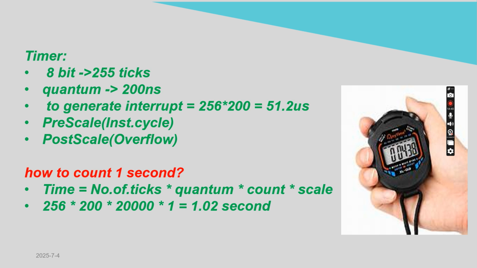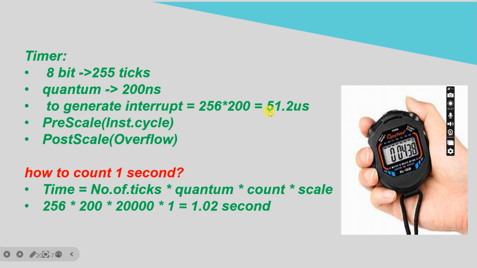inversely proportional to the frequency of the PIC. As we said earlier, the frequency of the PIC is 20 megahertz. So the clock pulse is 1 by 20 megahertz. Therefore, the duration of one tick is 4 into 1 divided by 20 megahertz, nothing but 200 nanoseconds. This is how the quantum has been arrived. To generate one interrupt, 200 nanoseconds, that is quantum, into number of ticks 256, is 51.2 microseconds. That is, every 51.2 microseconds the interrupt is generated in timers.